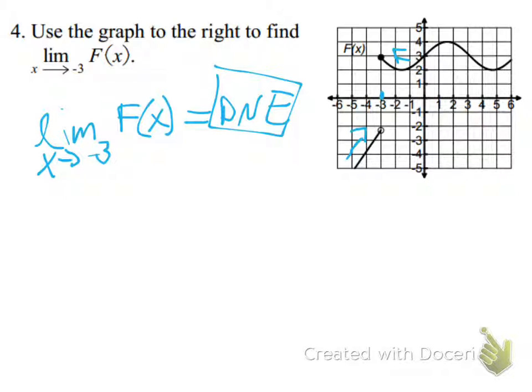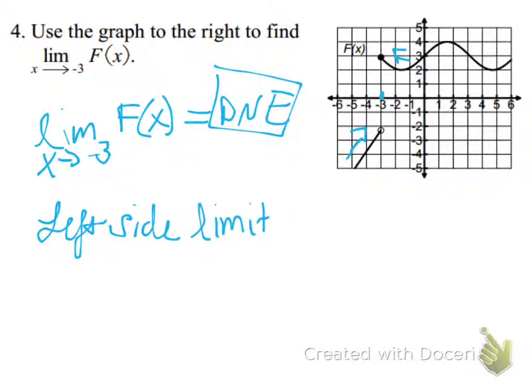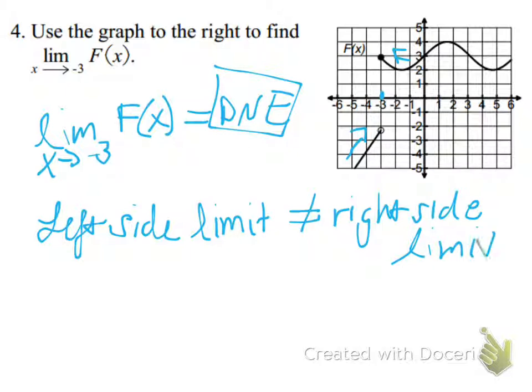What's the reason why it doesn't exist? Because the left side limit does not equal the right side limit. And these are reasons for why the limit may not exist.